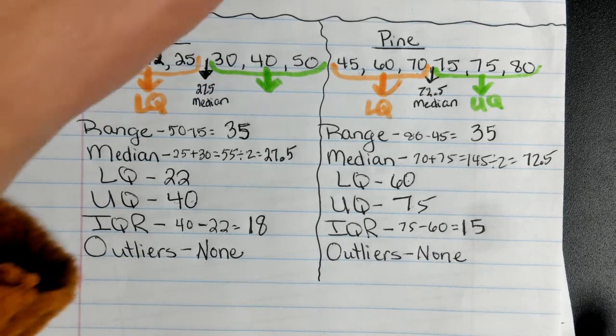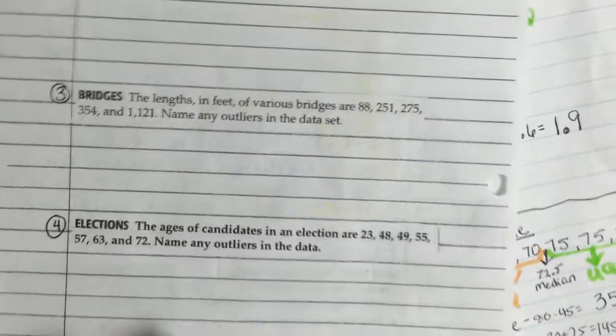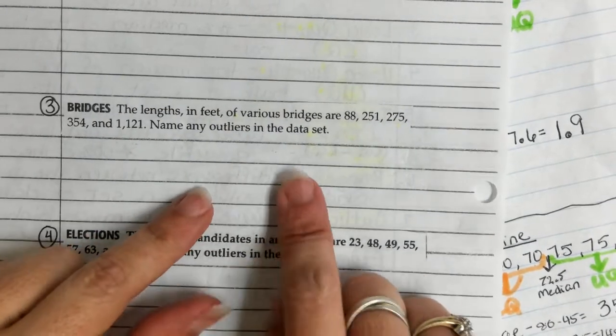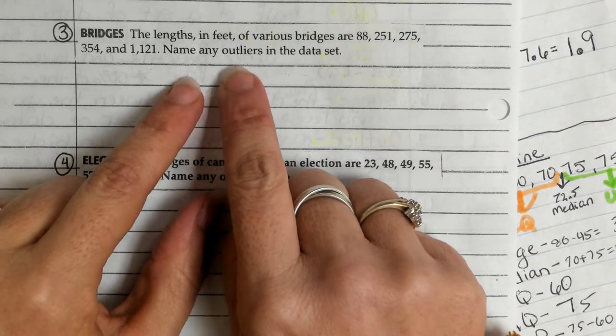Okay. Now, the other part of the notes says number 3 and 4, which is not too bad. This is where we are finally talking about outliers, looking at these numbers.